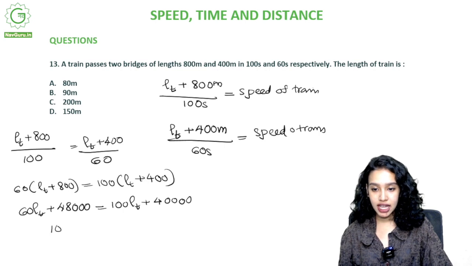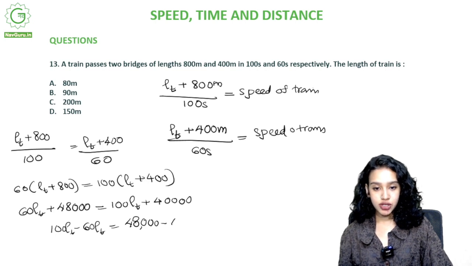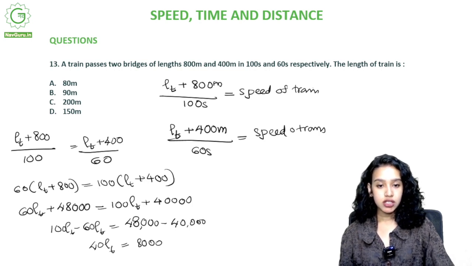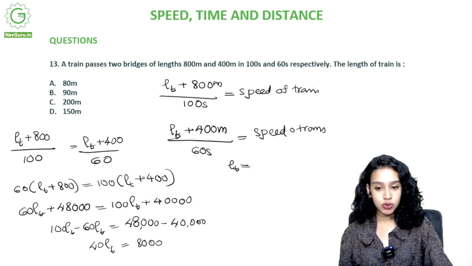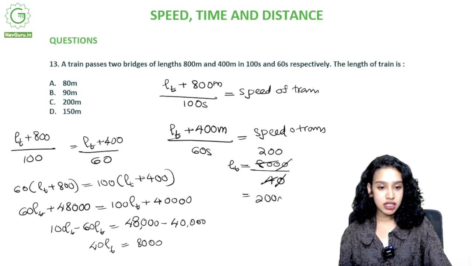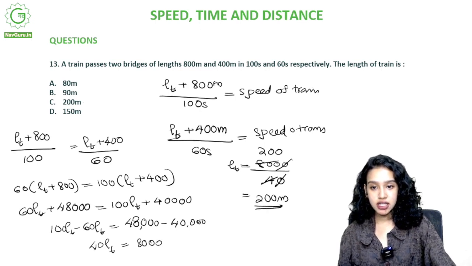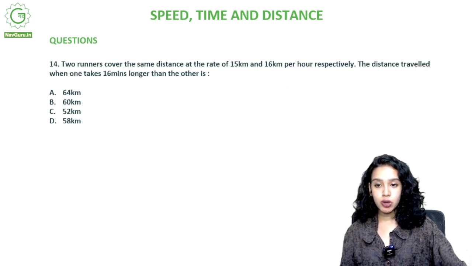Now let's take this here and there. So we get 100 LT minus 60 LT is equal to 48,000 minus 40,000. We get 40 LT is equal to 8,000. So LT is equal to 8,000 divided by 40. 4 and 0 cancel out. 4 into 800 we get 200, and the length of the train is 200 meters. So here the answer is 200 meters. Now let's move on to the next question.